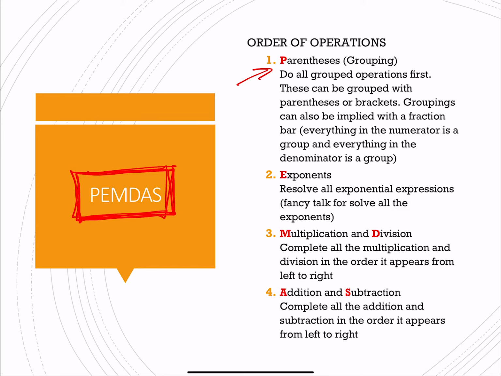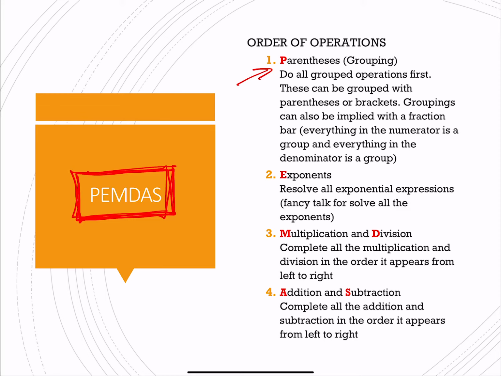So that's parentheses. Next, you want to do exponents. That's the E. Exponents are anything that has an exponent. You want to finish those out, resolve them, simplify them. Then you do multiplication or division. The reason why it's multiplication or division is because multiplication and division are what we call co-equal. Because they're co-equal, you actually do the multiplication or division in whatever order they appear from left to right.